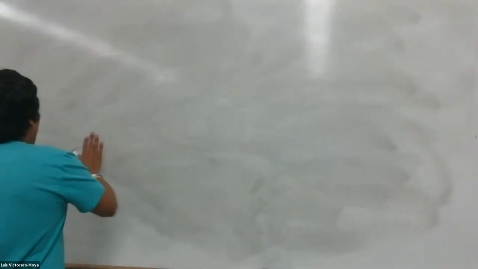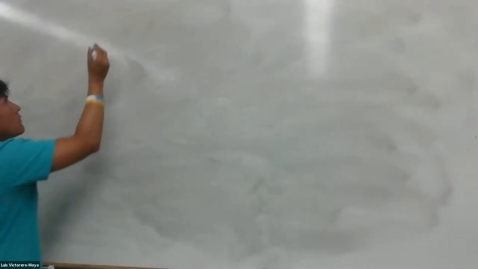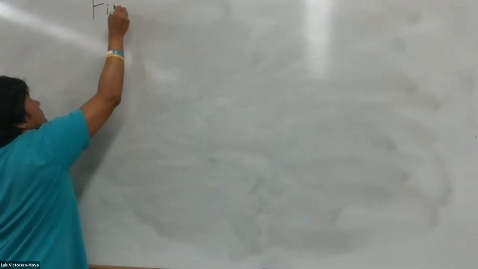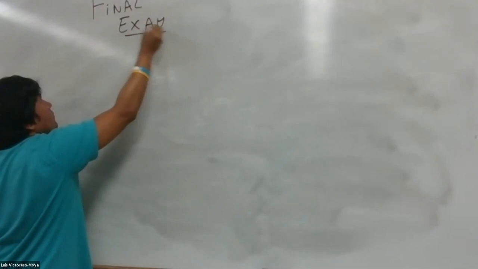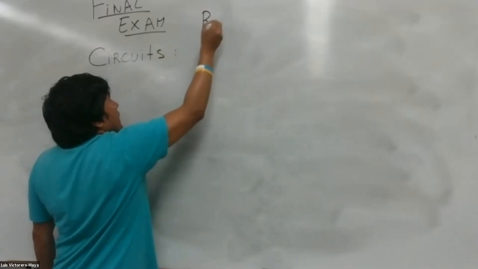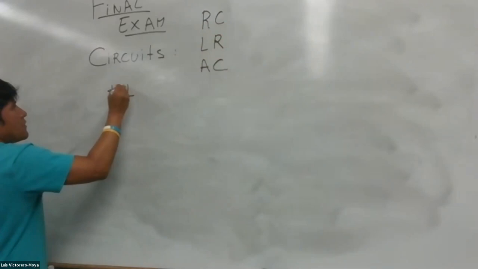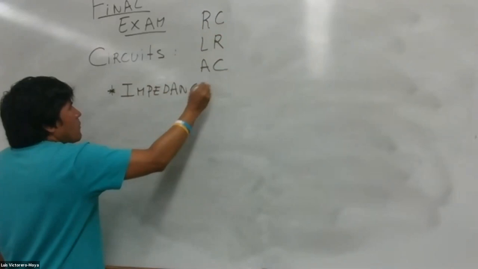But what I want you to remember, besides the equation sheet, are topics that for sure are going to be in the exam. All right, so for the final exam, what topics you should expect for sure are circuits, and everything we've talked about circuits, for example, RC, LR, and AC circuits. So the whole concept of impedance, which everybody did good, so I'm not worried about that. Resonance.